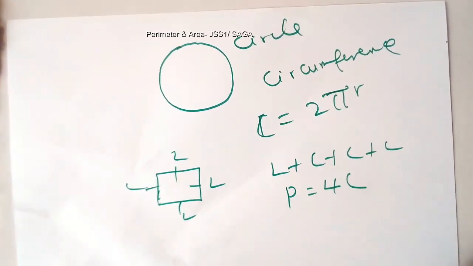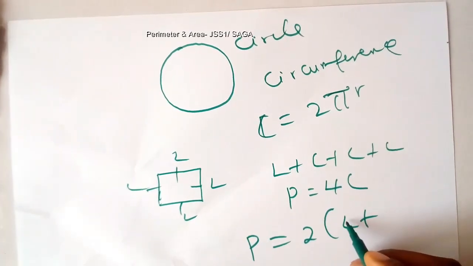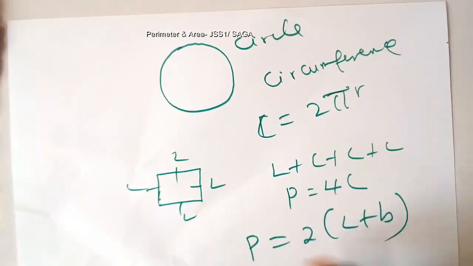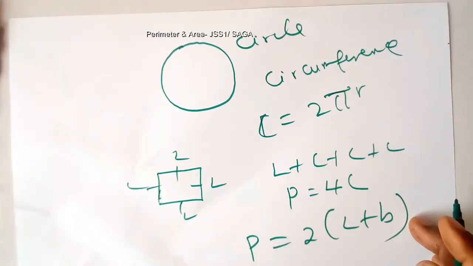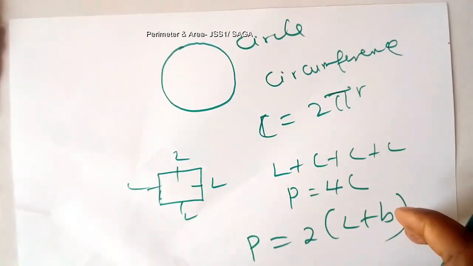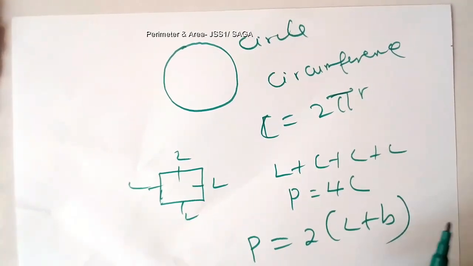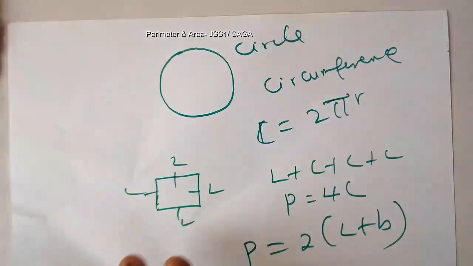Even that of a rectangle is 2 times length plus breadth. It is from the calculation that we derive the formula. So we should know that we can find the perimeter of any shape without a formula except the circle. Okay. Let us look at area.